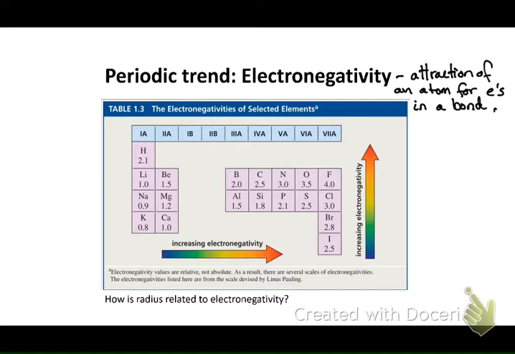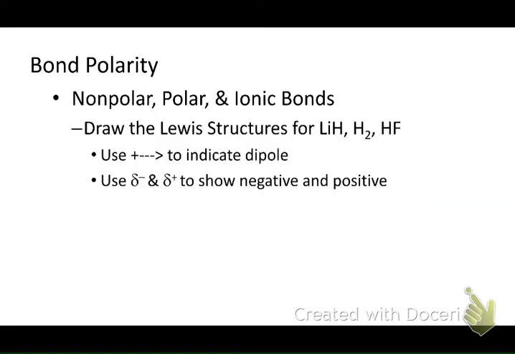There are other electronegativity scales that all say the same thing. Okay? So if you have two atoms that are bonded, we're going to draw some Lewis structures and do this. We're going to draw the Lewis structure for LiH.